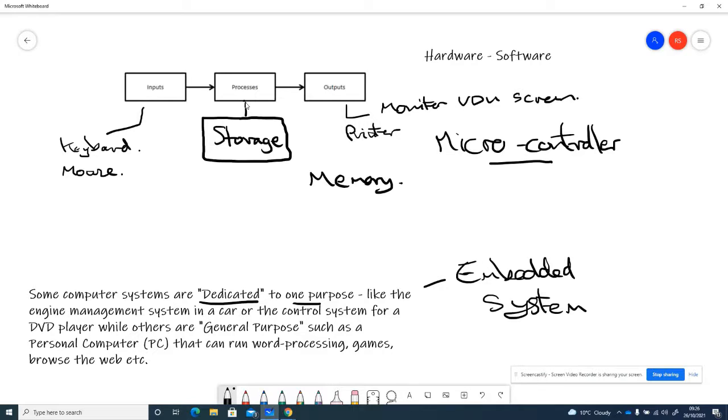So a system, if it's a full system, is made up of inputs, processes, and outputs. And this system is going to be made up of both hardware and software. Hardware being the physical electronic components of the system, software being the programs that run on that system. So that is computer systems.